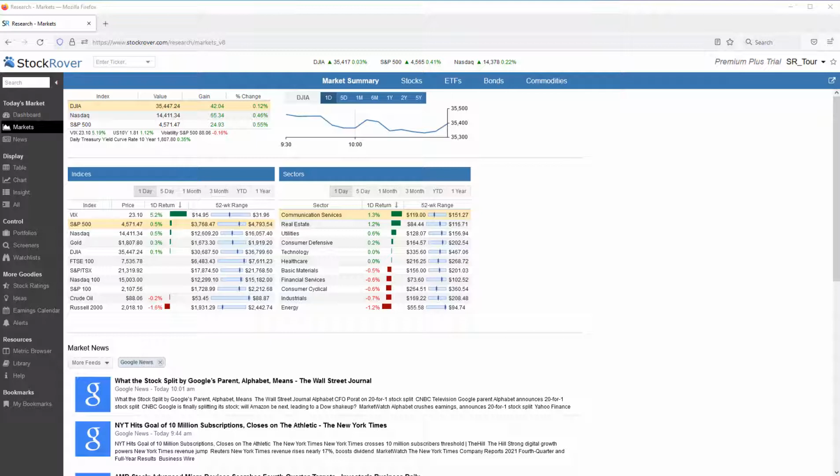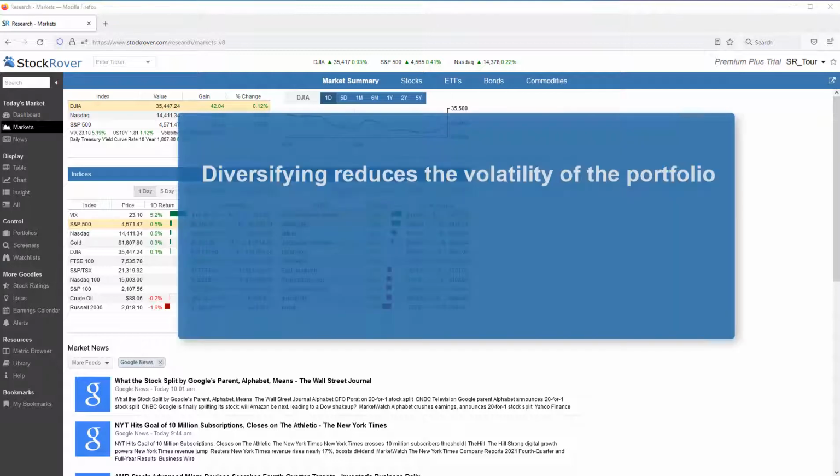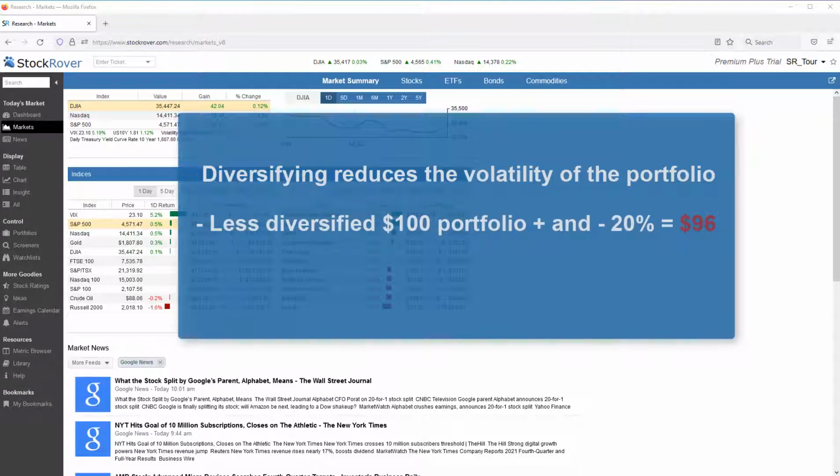Diversifying a portfolio this way is considered the only free lunch in investing. Diversifying reduces the volatility of the portfolio. This can best be demonstrated with a simple example. If a less diversified, more volatile portfolio is worth $100 and it goes up 20% and then down 20%, or vice versa, it'll be worth $96.